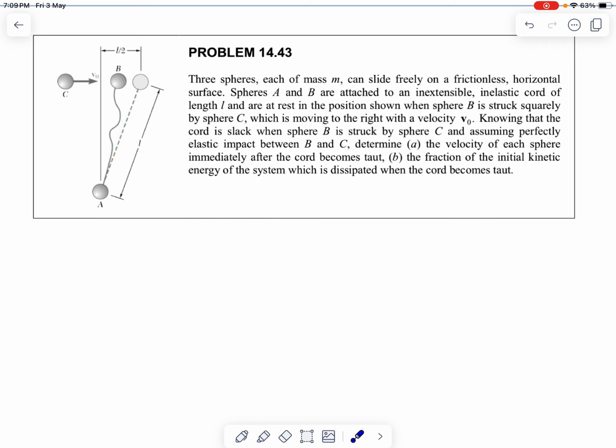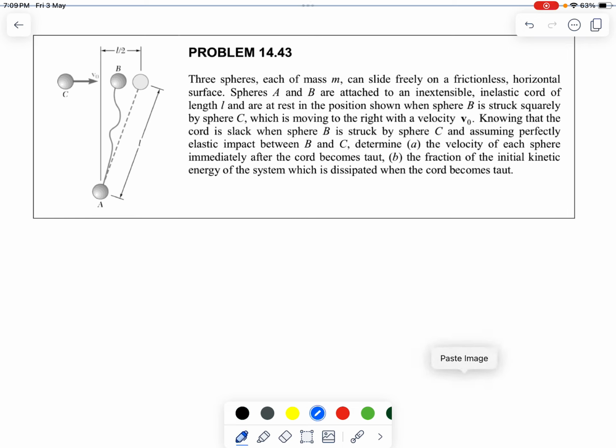So the question over here is the velocity of each sphere immediately after the string becomes taut. So first of all, we have to solve this problem in two steps. First, the block C, or the mass C, strikes B. So there is an exchange of some velocity or momentum, let us take care of that first.